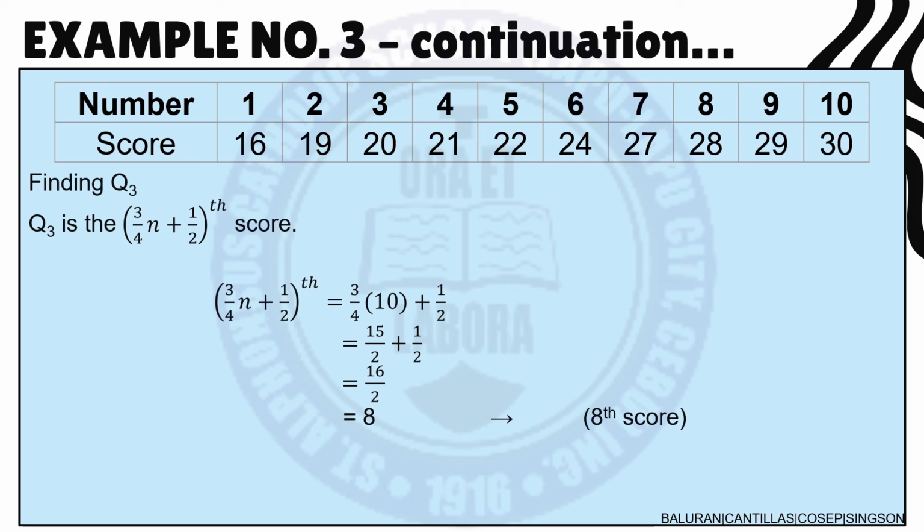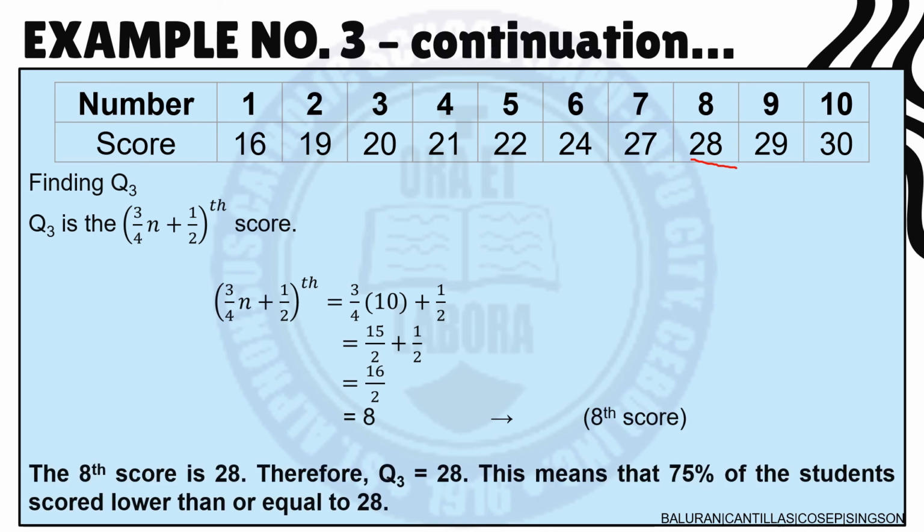Then let us now locate the 8th score from our data. So the 8th score is 28, and that is our third quartile. This means that 75% of the students scored lower than or equal to 28.